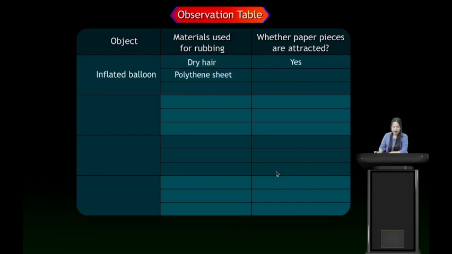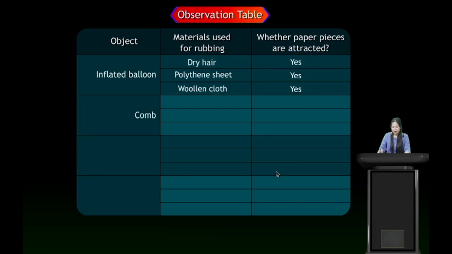of paper? Yes. Again take inflated balloon, rub it on polythene sheet. Will it attract the small pieces of paper? Yes, it will attract. You can carry out this activity in your class as well. Now again take the same inflated balloon, rub it on a woolen cloth. You will see that it attracts the small pieces of paper.